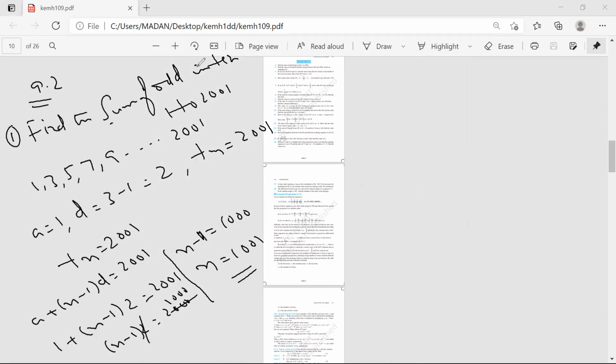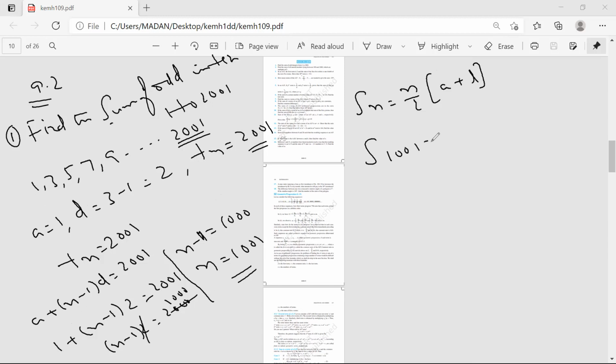Once again I am teaching: find the sum of the odd integers between 1 to 2001. First term is 1, common difference is 3 minus 1, 2. Last term is always the nth term, Tn is 2001. Applying the Tn formula, a plus n minus 1 into d: 2001 equals 1 plus n minus 1 into 2, we got n is equal to 1001. We require Sn, n by 2 into a plus L.